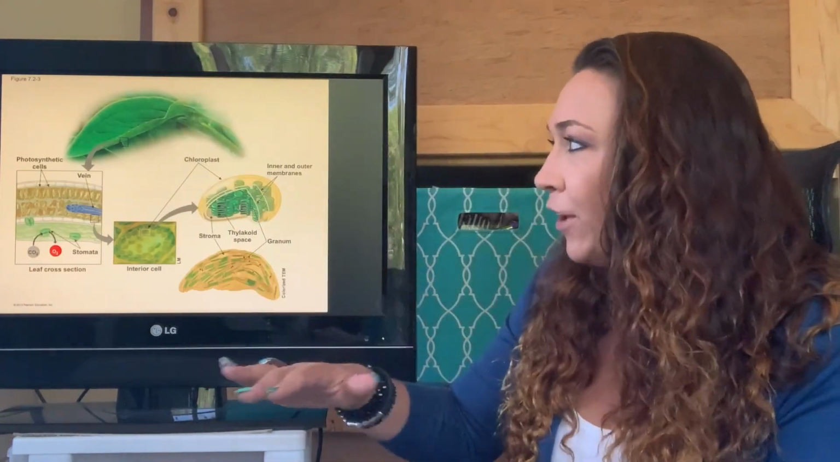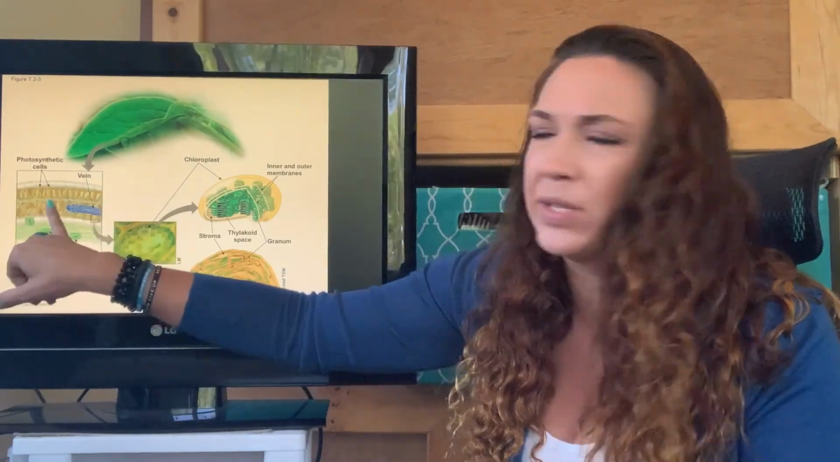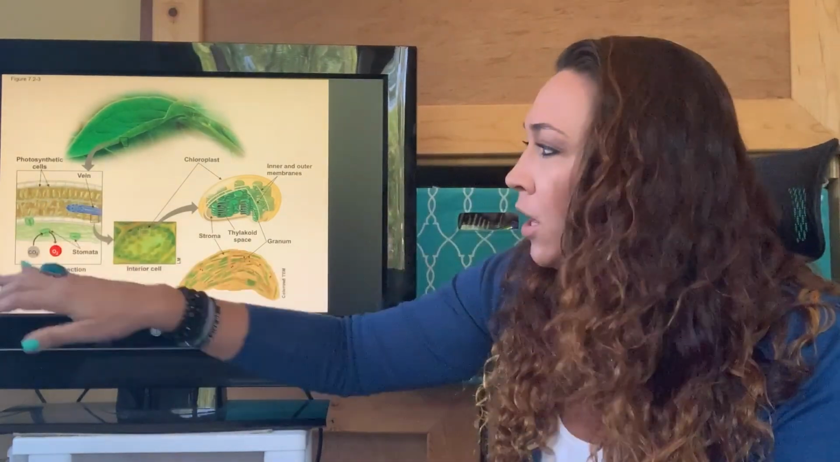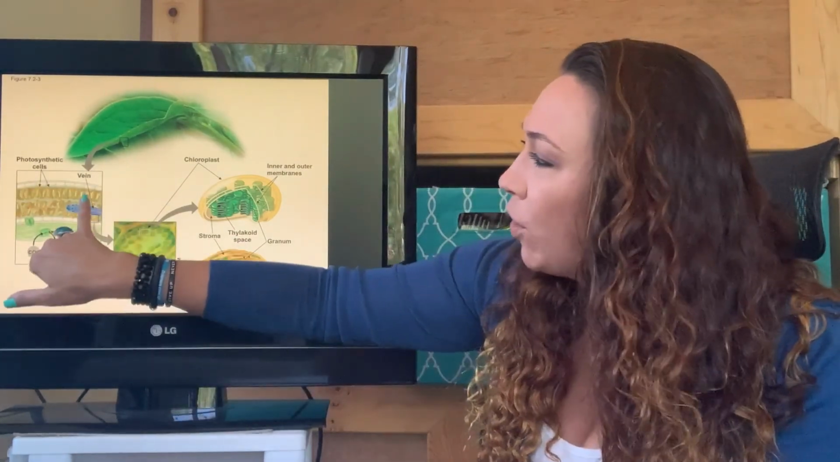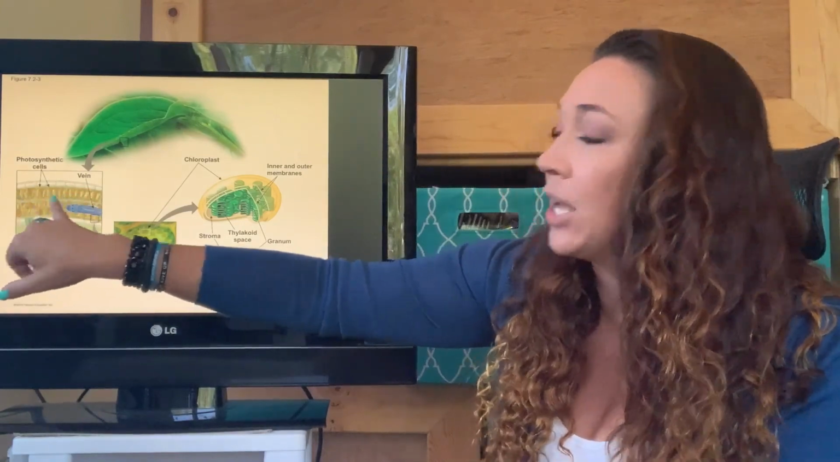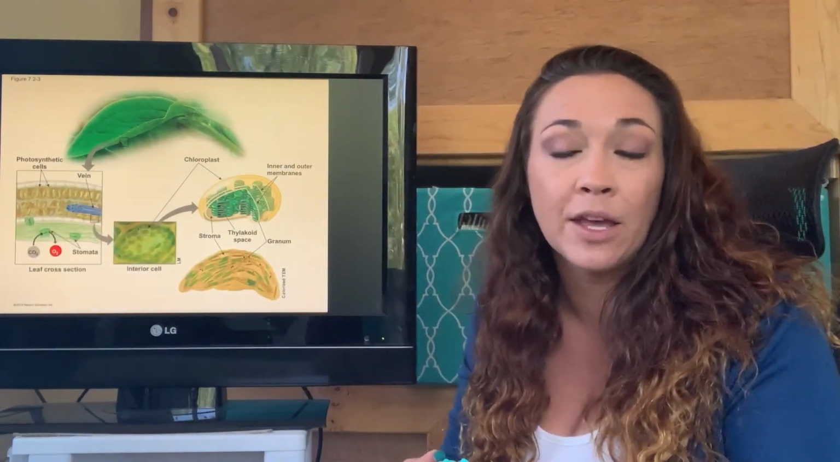So specifically, what you can see right here is known as the mesophyll of the leaf. It's the middle of the leaf. And we have all these tiny little cells. Inside each one of these little cells are going to be chloroplasts.